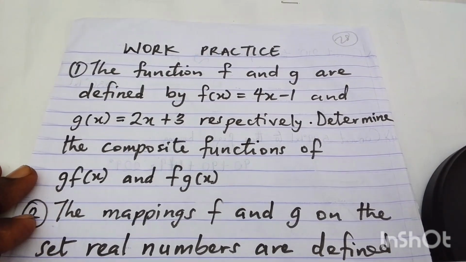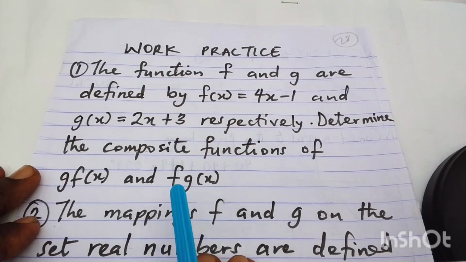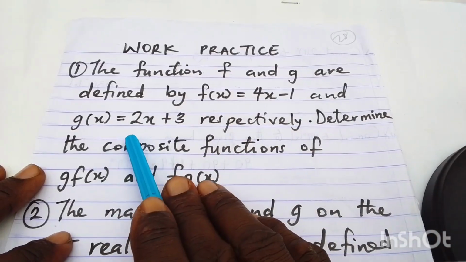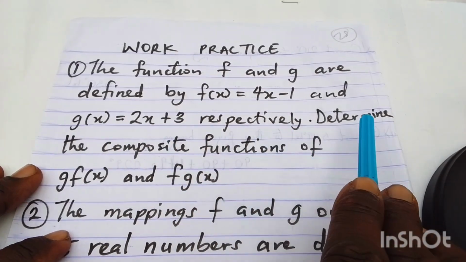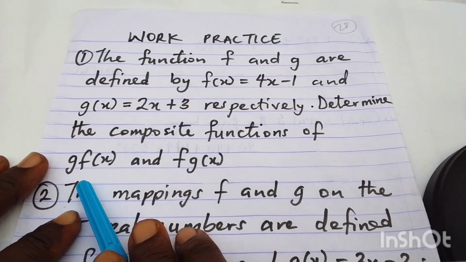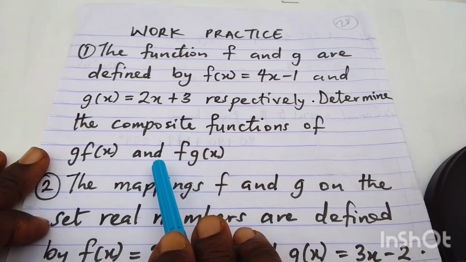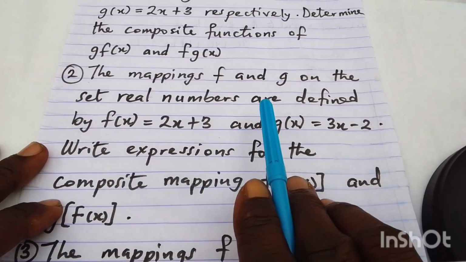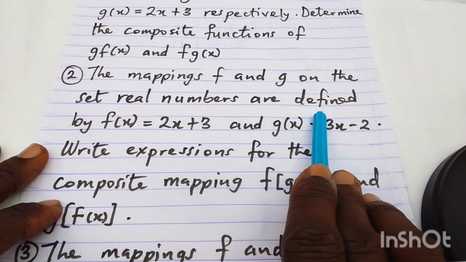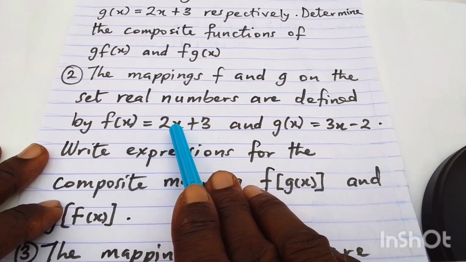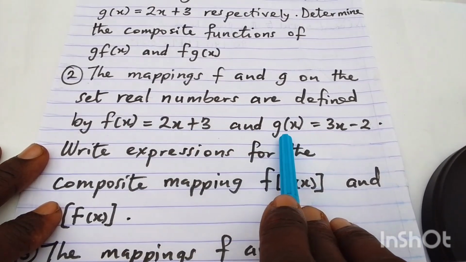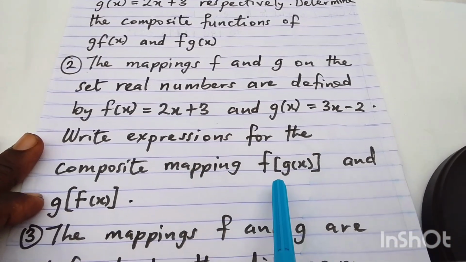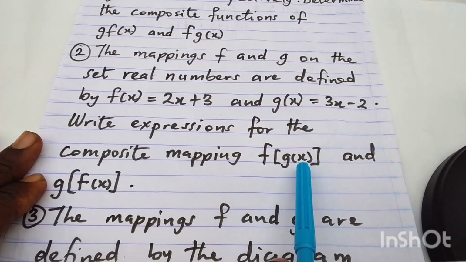For the work practice, number 1: the functions f and g are defined by f of x is 4x minus 1 and g of x is 2x plus 3 respectively. Determine the composite functions gf of x and fg of x. Number 2: the mappings of f and g on the set of real numbers are defined by f of x is equal to 2x plus 3 and g of x is equal to 3x minus 2. Write an expression for the composite mapping fg of x.